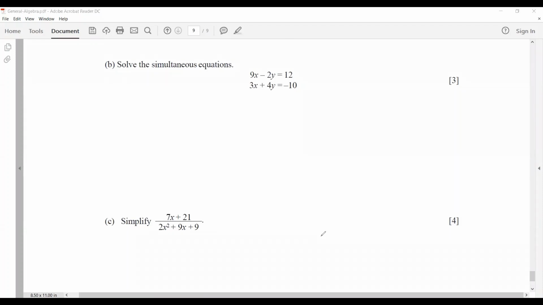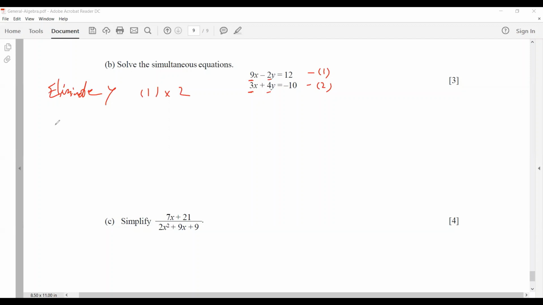Here, I'm going to use elimination. I see that the coefficients of x are multiples of each other, same as y. So it's up to you. If you want to eliminate y, so let me label these 1 and 2. I suggest you multiply everything in 1 by 2. So this becomes negative 4y.